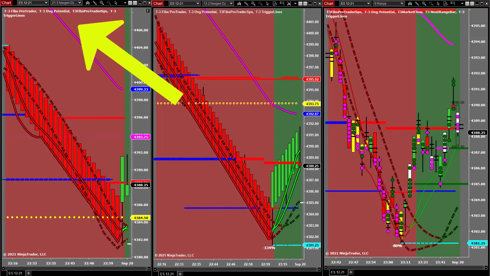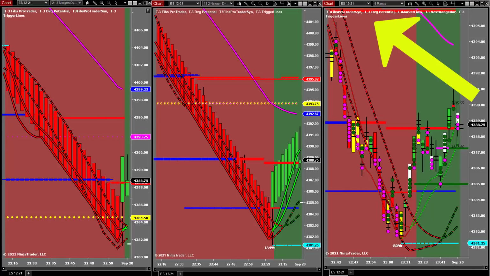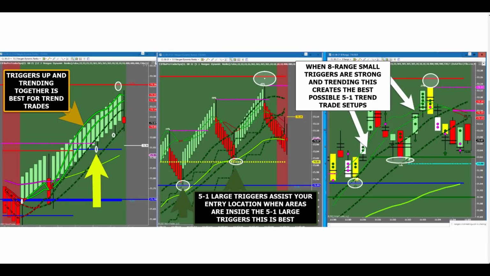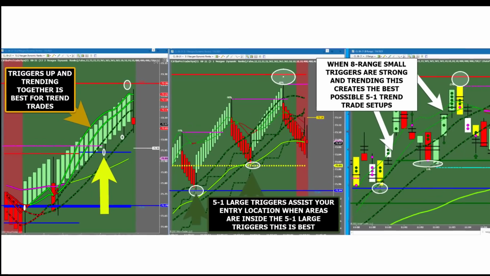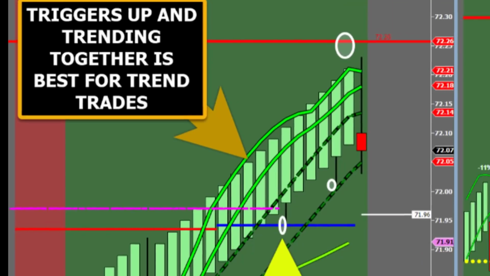First, we're going to have a 21-3 chart on the left, we're going to have a 13-2 chart in the middle, and we're going to have our 8-range market flow chart on the right. And before we get started, I want to lay quick ground rules on what trade setups will look like for us. From step number 1 in the educational material, we're going to use this look on the 13-2 chart, triggers being wide and strong in one direction.